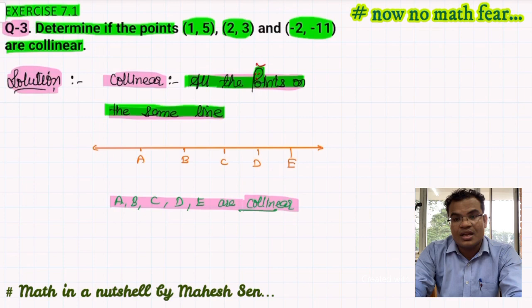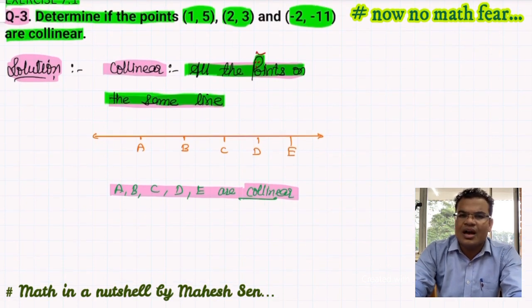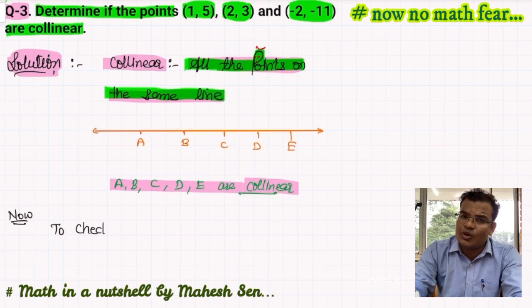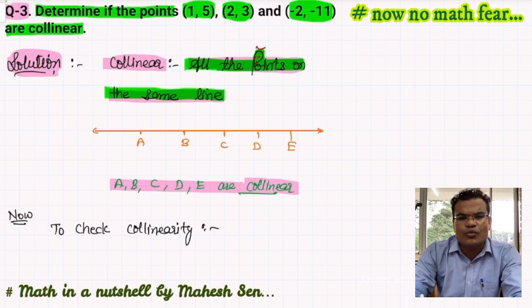Still, we have to do the collinearity check with a mathematical proof. There is a simple way: suppose we take all 3 points on a line. We have to check whether these points are collinear or not. We cannot just draw it and say these are on the line, so we go for the mathematical proof to check the collinearity.